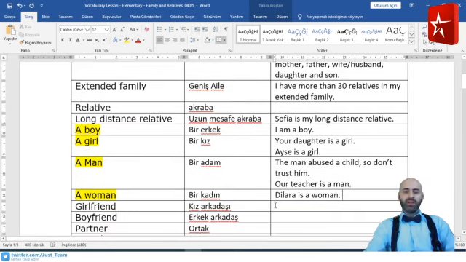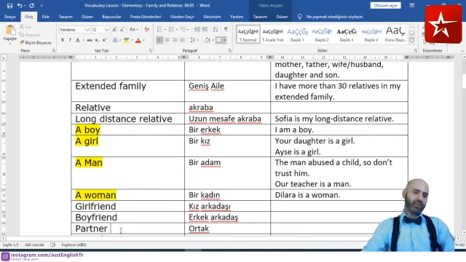Okay. The next word that we will learn is girlfriend. Girl, you understand, we are talking about a woman. Friend, you know what it means. And boyfriend. So girlfriend is kız arkadaş. Boyfriend is the same but erkek. Also in English, we use the word partner. Partner can be girlfriend, can be boyfriend. We use it for both. Girlfriend or boyfriend, doesn't matter.